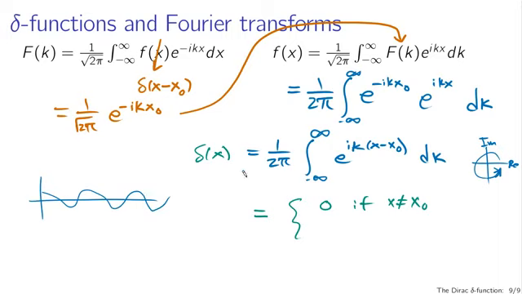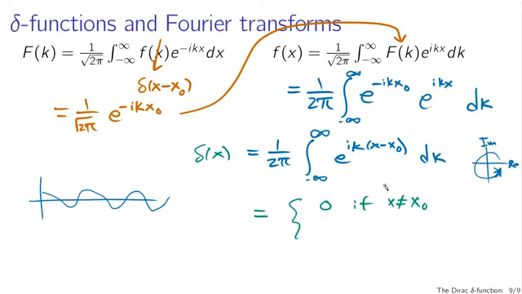If x is not equal to x naught, we have this oscillating integrand, and we're saying that in the limit as the upper limit goes to positive infinity and the lower limit of the integral goes to negative infinity, we end up with 0. That feels a little fishy, but if we make that definition, we get something back that resembles the delta function.